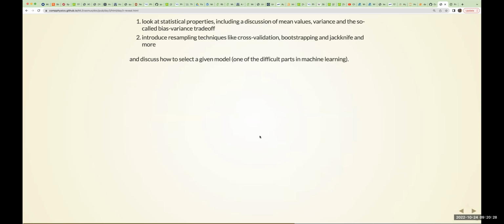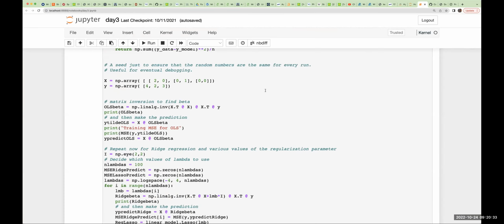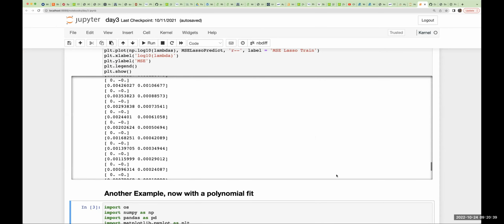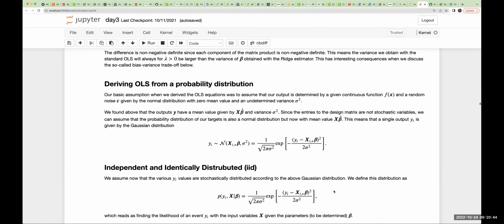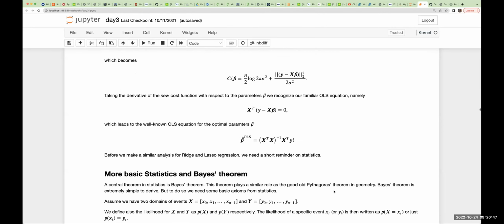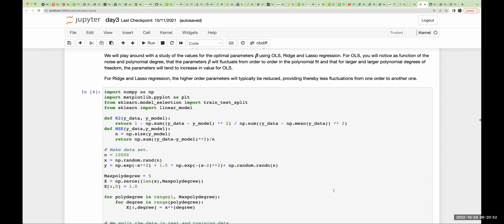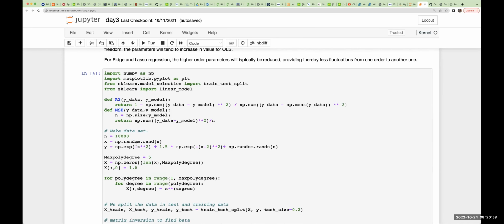In order to do that, we can look back at the Jupyter notebooks. Let's look at some of the examples which we went through last week. But now, after we've made this link with a statistical interpretation, let's look at some of these examples and the discussion of a specific result. What I have here is a function given by e to the minus x squared plus another term which runs like x squared, plus some random noise.